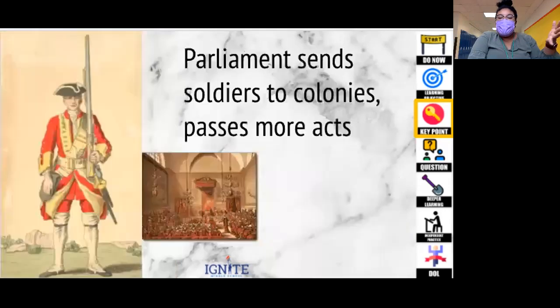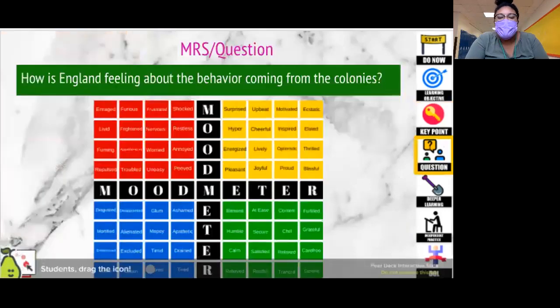So Parliament's solution, the English government's solution, was to send soldiers to the colonies and to pass more acts to restrict the colonists all over the place. Okay, how is England feeling about the behavior coming from the colonies? Go ahead and select that on your screen. How does England feel about the colonies' behavior? You're going to pick one of the moods on the mood meter. Okay, if I were you, I probably would have picked surprised, shocked, enraged, furious, or livid. I would have picked one of these.